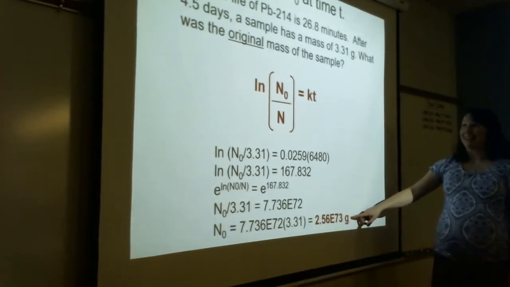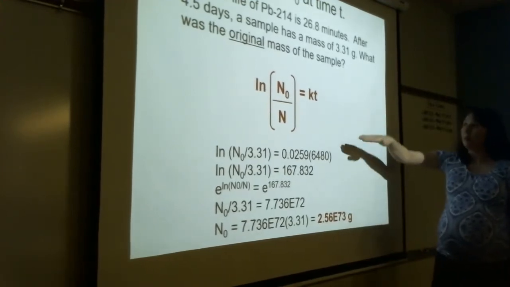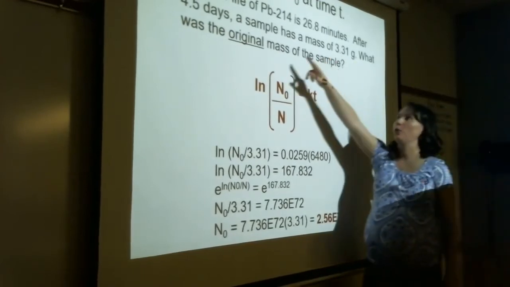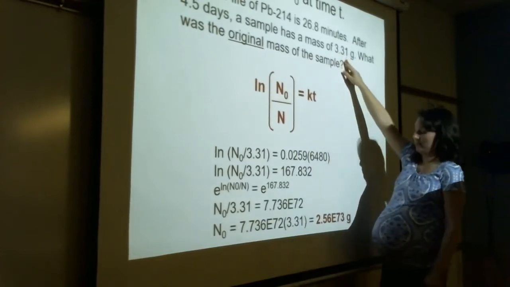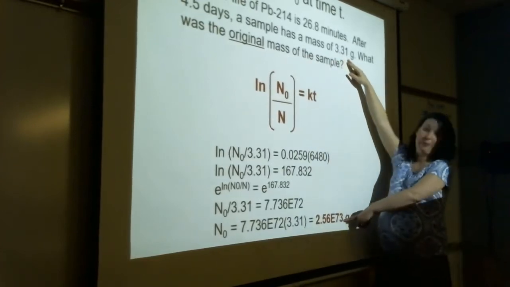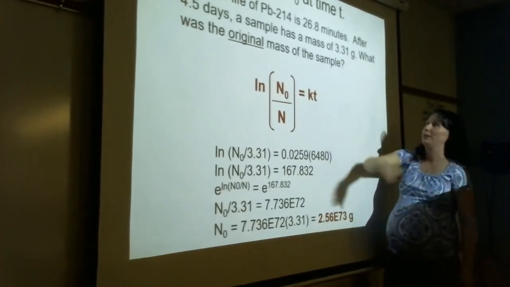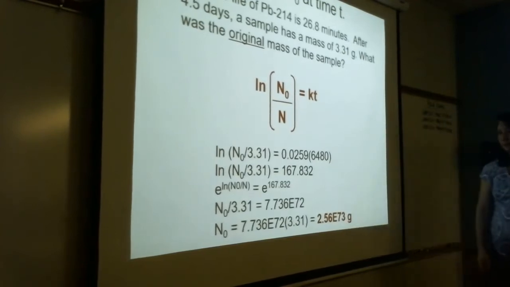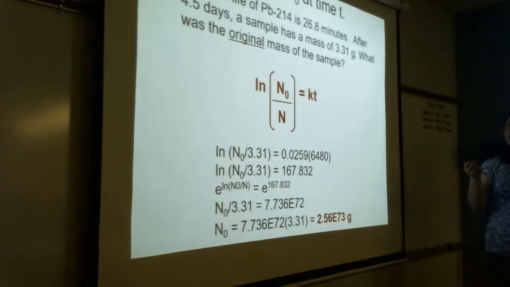Does that make sense? Is that a reasonable answer? Well, yeah, every half hour, the mass of this thing goes down by half, right? And we've been watching it for 4.5 days. And we've got 3.31. So we should have begun with a huge amount if we've still got 3.31 grams. And every half hour, approximately, it's being cut in half. So yes, that's a reasonable answer. So everyone see how to do this one? This time we're solving for the initial mass.